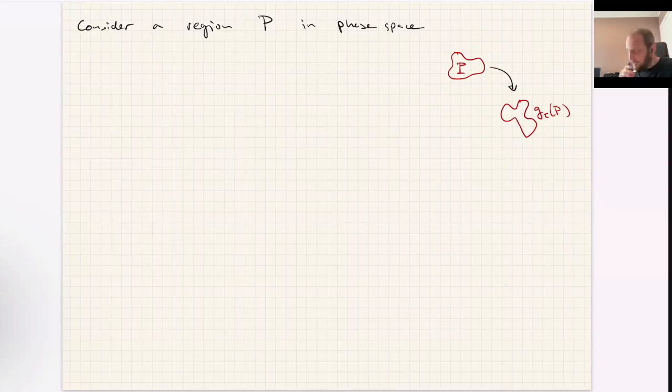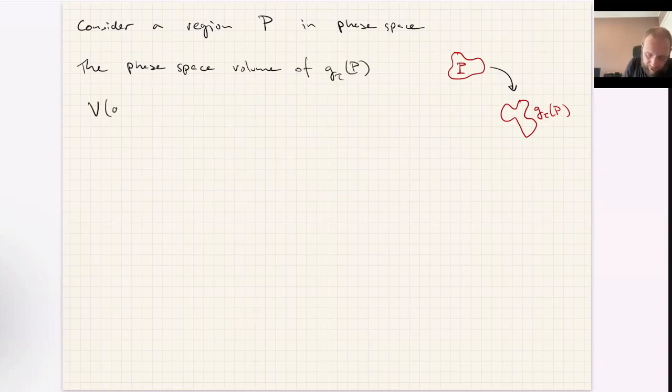So let's just check that that makes sense. The phase space volume of G tau of P is defined, let's write this like this, that's by definition equal to the integration over P of the volume form, which we said was omega to the power of n.